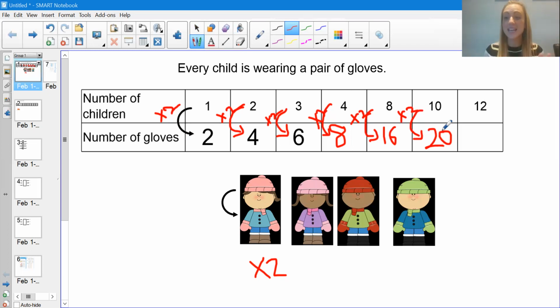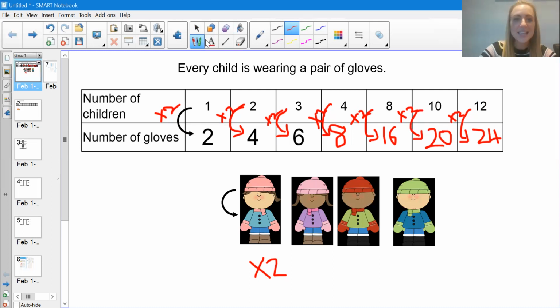If I've got 10 children and they've each got 2 gloves, I've got 10 lots of 2. I've got 10 lots of 2 gloves. So 10 times 2 is 20. And let's do the last one together. 12 times 2 is 24.